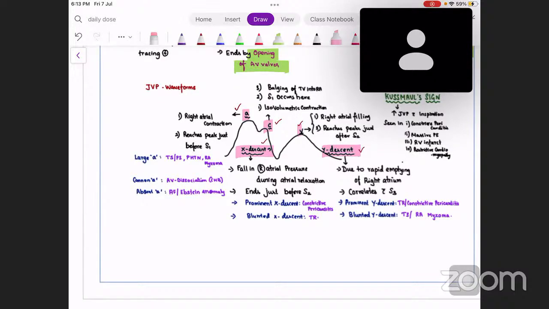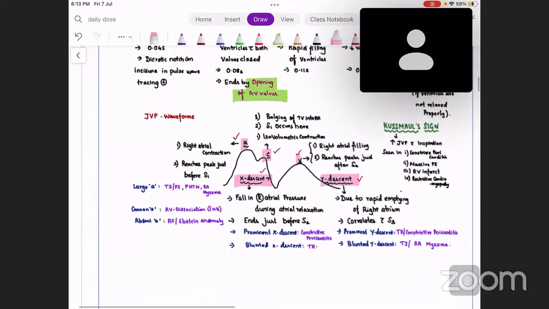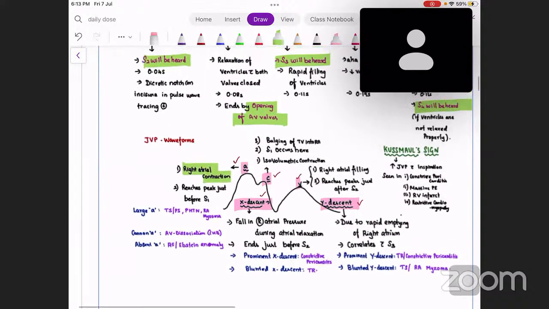The A wave indicates the right atrial contraction, people. A large A wave is seen in right atrial myxoma. Very, very important MCQ: the large A wave is seen in pulmonary hypertension and right atrial myxoma. Both are important. Absent A wave is seen in AF and Ebstein anomaly. And Cannon A wave is seen in AV dissociation. All the A wave abnormalities are pretty important.